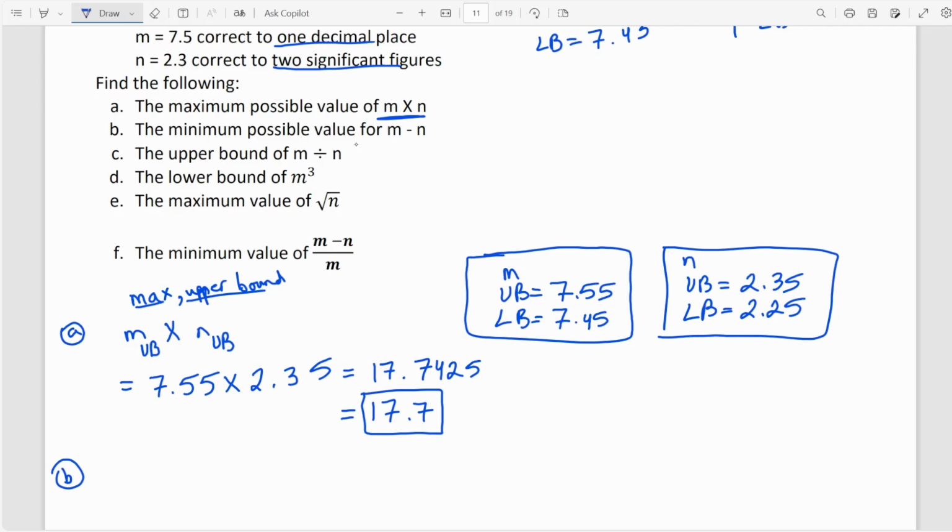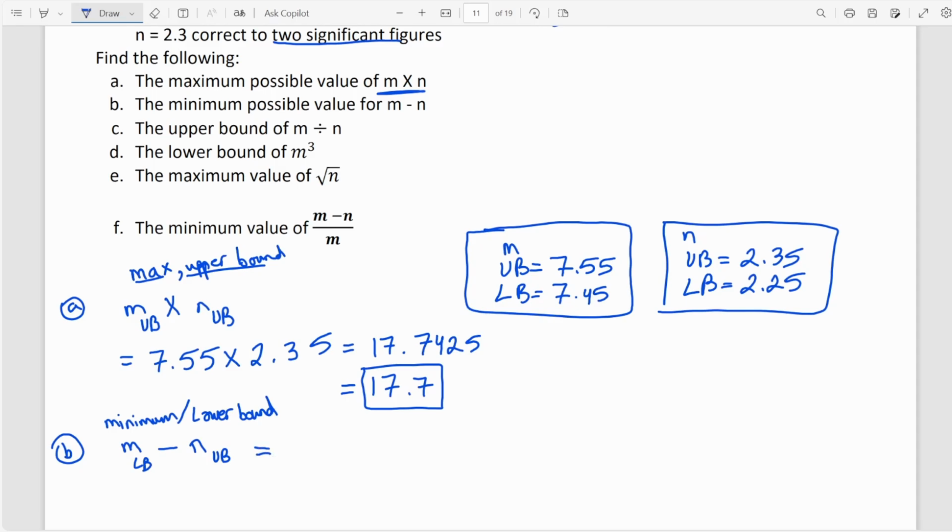The minimum possible value for m minus n. Okay, so we want m minus n, and we want to achieve the minimum. Now, as I've said previously, the minimum or the lower bound for the overall result. In order to find that, as you remember in the table, we said that if you want to find the result as a lower bound, then we take the lower bound for the first one and the upper bound for the second one. If you don't remember this, go back and check the table.